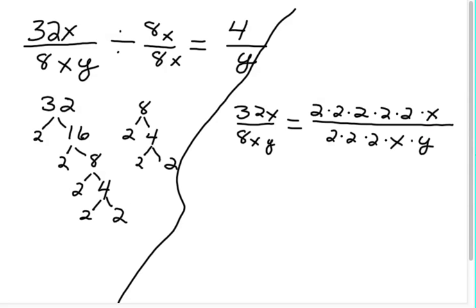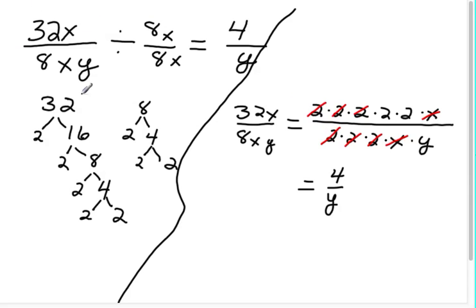And then I'm going to use a different colored pen, and if you're going to do it this way, I require you to use a different colored pen. There's a 2, there's a 2, there's a 2, there's a 2, there's a 2, and there's a 2. And I'm always going up and down, not across, because I want to make sure that I don't cross out too many. And then there's an x, and there's an x. And so I'm left with 4 over y. So you can do it either way.